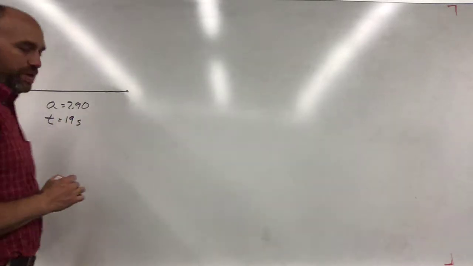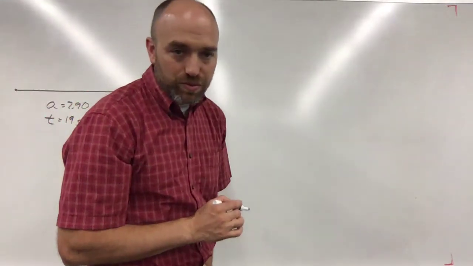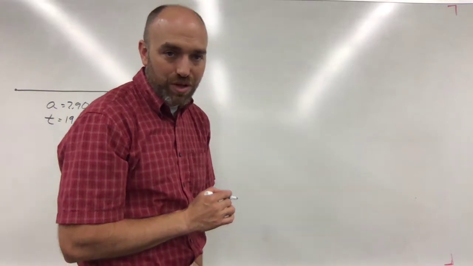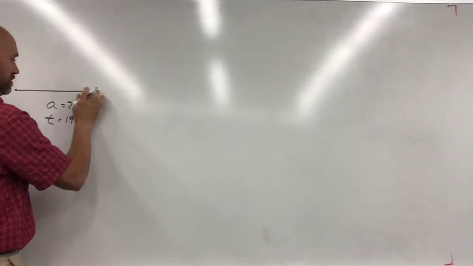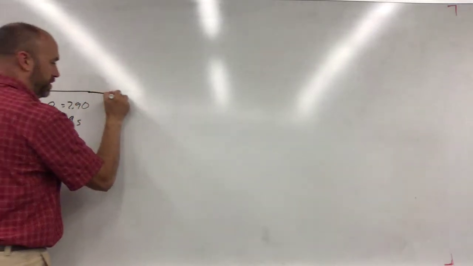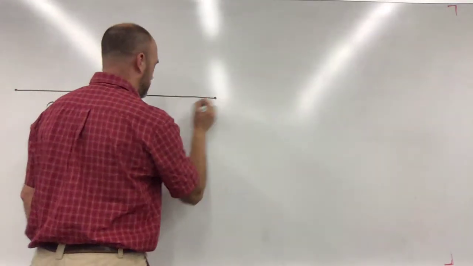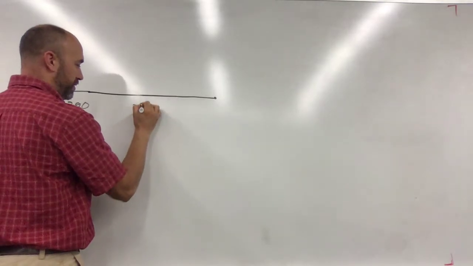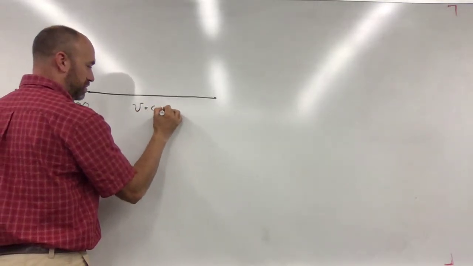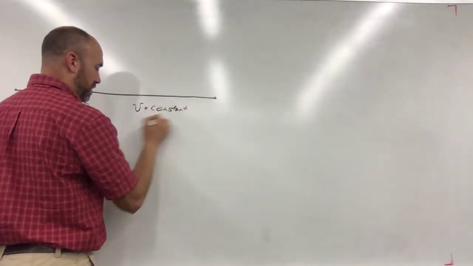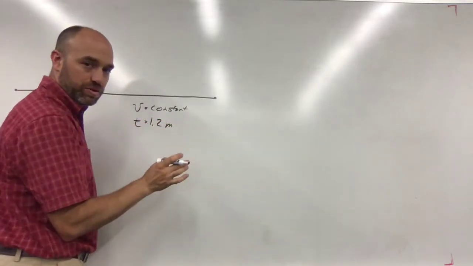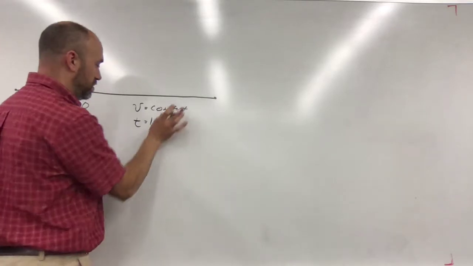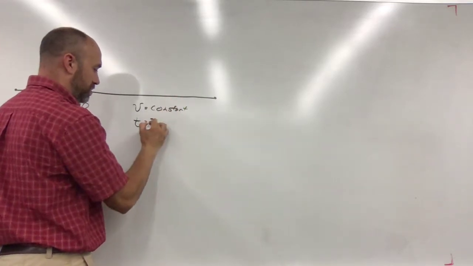Okay, and then it goes from there. It maintains a constant velocity for 1.2 minutes. We're gonna make this shorter then. Okay, and it goes from here to here, and V is constant, and the time is 1.2 minutes. Or what was your time? 2.70 minutes.